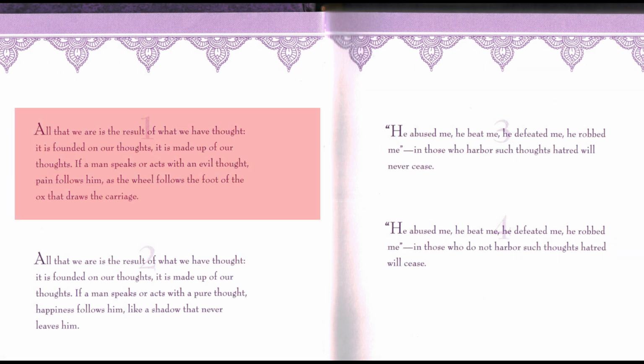All that we are is the result of what we have thought. It is founded on our thoughts. It is made up of our thoughts. So this is telling us right here that we are the result of mental activity. If a man speaks or acts with an evil thought, pain follows him as the wheel follows the foot of the ox that draws the carriage. This is hanging on to something and it's coming around over, you're cycling around it.